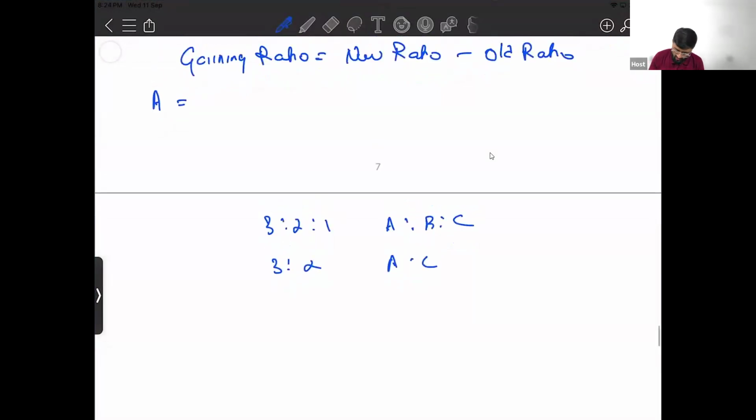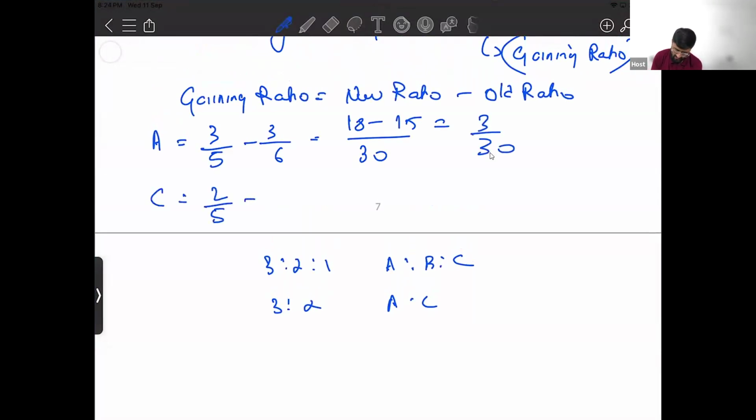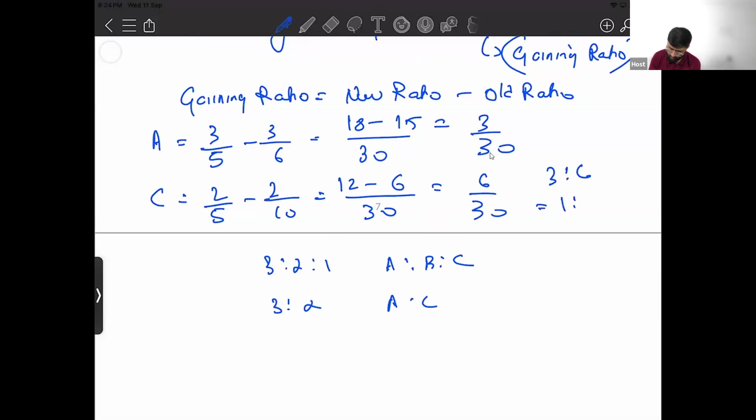What is the new ratio of A? 3 by 5. And old ratio is 3 by 6. So we have to find out a number which will divide both of these. 30. 5 6s are 30, 6 3s are 18 minus 15, so 3 by 30. C here: 2 by 5 minus 2 by 10. 30. 5 6s are 30, 6 2s are 12 minus 10, 3 3s are 6, so 6 by 30. So 3 is to 6 will be 1 is to 2. So the gaining ratio is 1 is to 2.